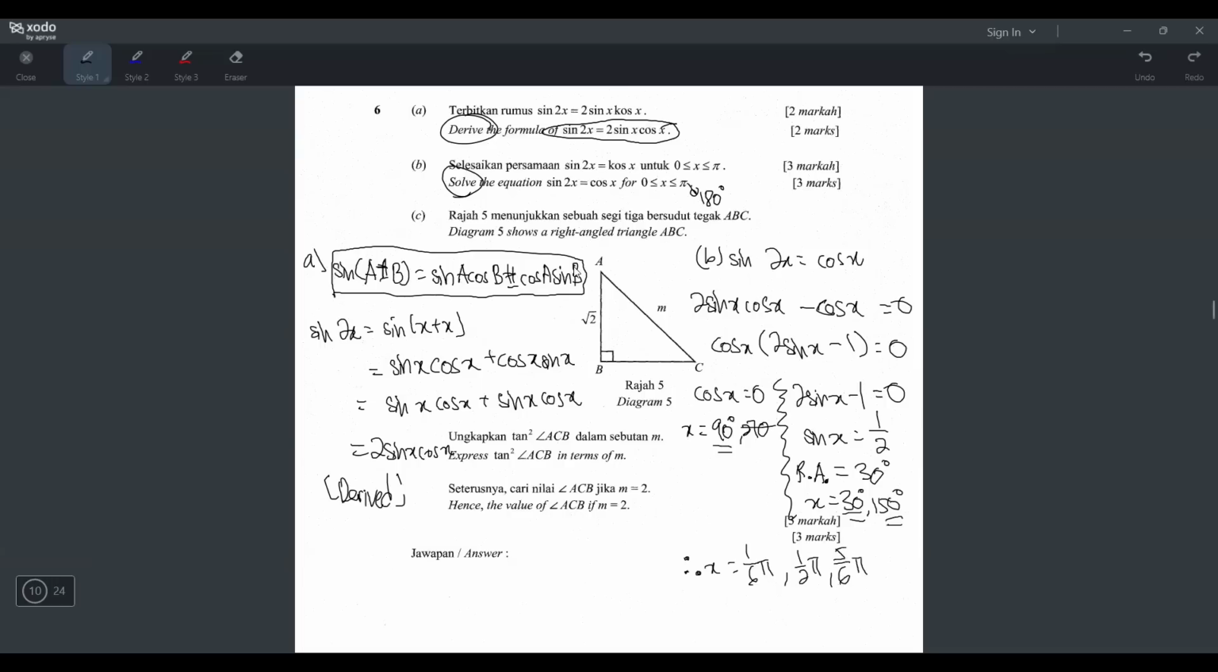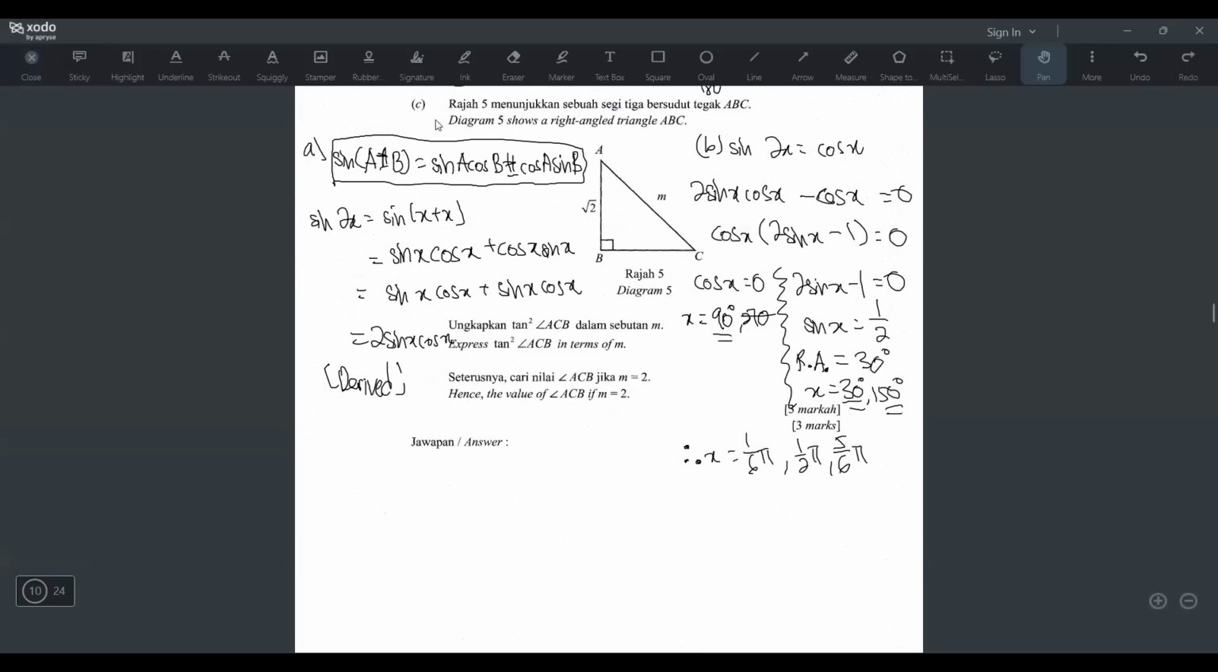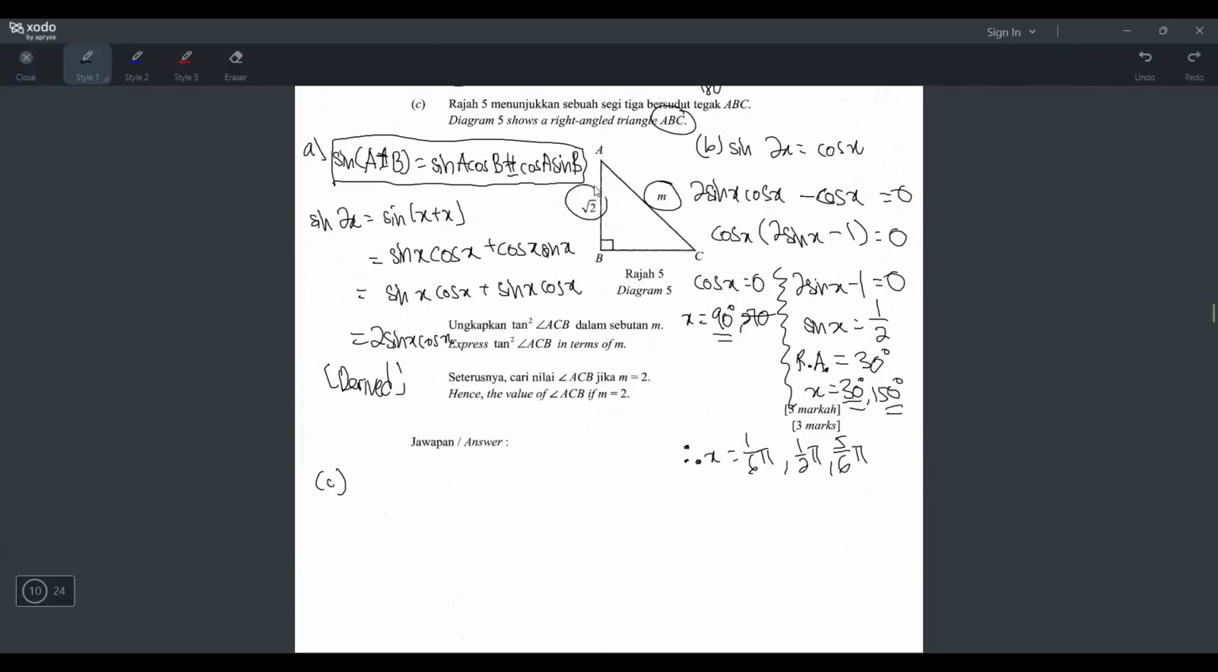Okay, so itu siap dah soalan B. Okay, soalan C pula. Soalan C I will write here. Let's read. Diagram 5 shows a right angle triangle ABC. So this is a right angle triangle. They give us this side, they give us this side. Can I find the remaining side? Can I find BC panjang? Yes, use Pythagoras theorem. But let's not find first. Let's see what they want first.